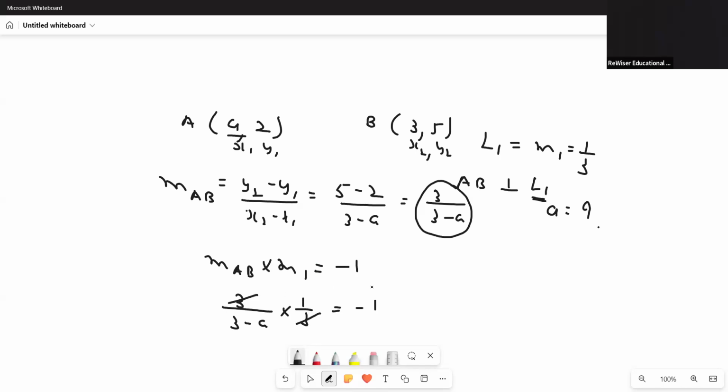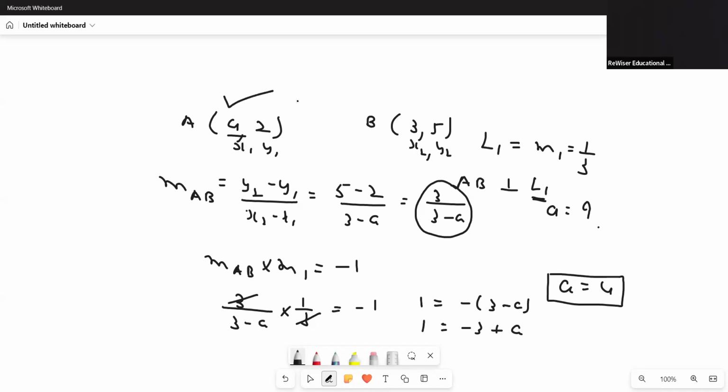So we can cancel out 3. So we get 1 equals minus of 3 minus a. So if I open the bracket, 1 equals minus 3 plus a, or the value of a has to be 4. Now that's the value of a that we are looking for. A lot of questions in this zone have been asked in examinations so far. So please note it down.